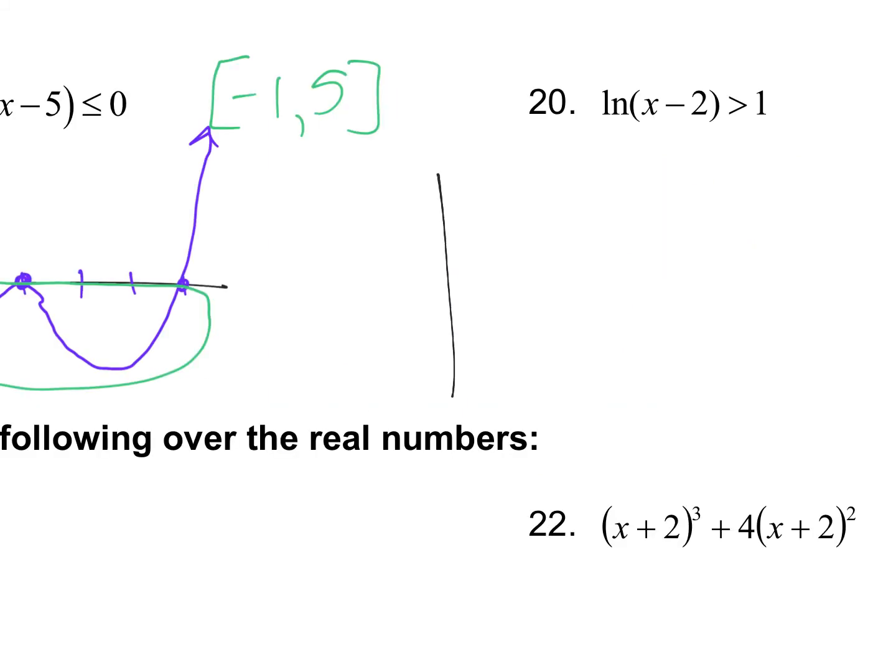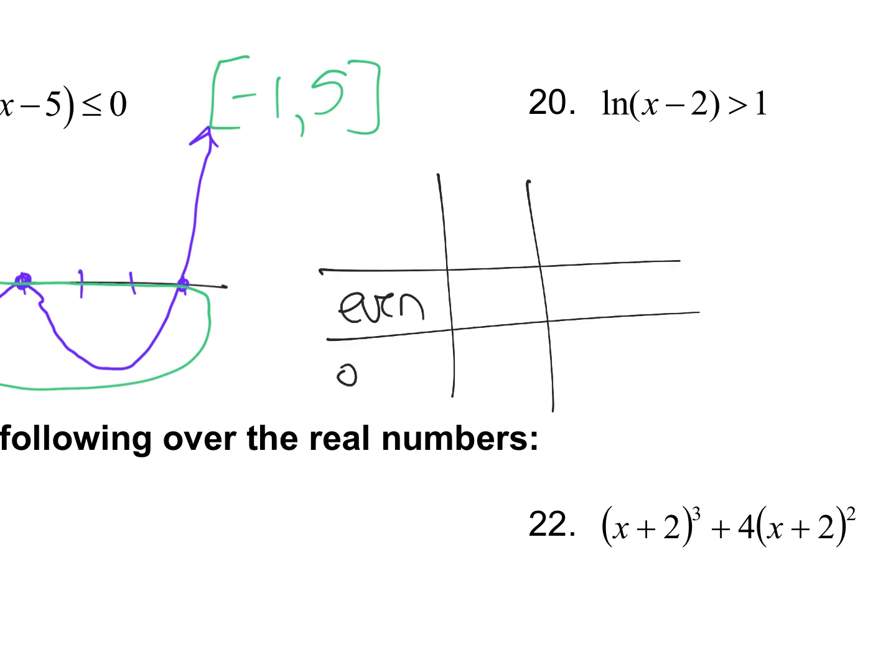This one is where we did even degree or odd degree, and whether your leading coefficient was positive or negative. Even positive, both ends go up. Even negative, both ends go down. Odd is down, up, or up, down. Okay.